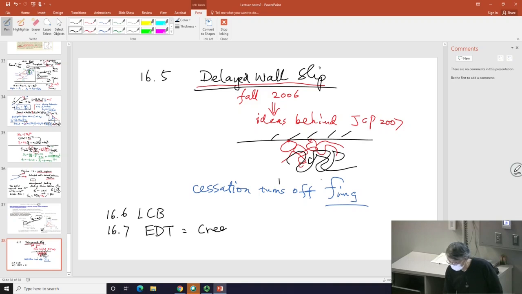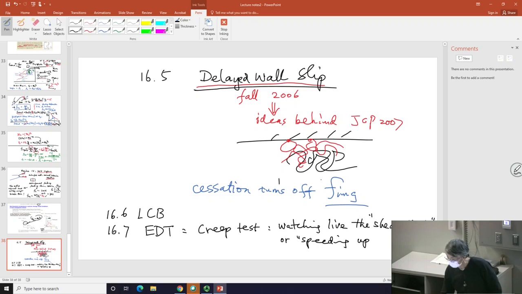Remember, this is a creep test. We're watching live the shear thinning. Since this is such a common thing to think about, shear thinning, or if you like, speeding up of the sheared system, sheared and tangled system, of course.